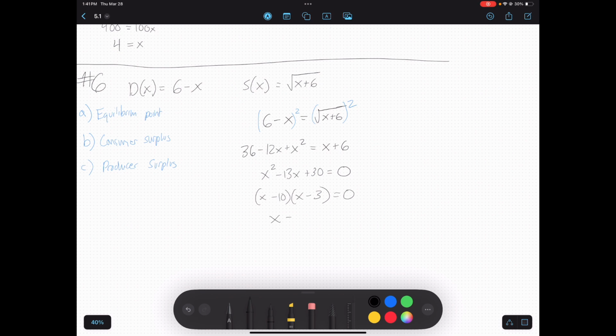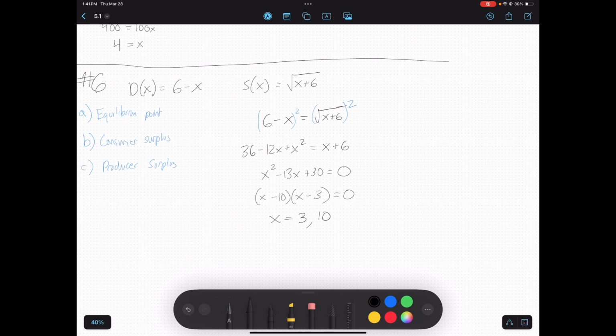Interesting, though. That gives me 2 different answers, 3 and 10. How am I supposed to know which one gives me the optimal amount? Which one do I use? Which one is the equilibrium point, 3 or 10? Well, test out some of them.